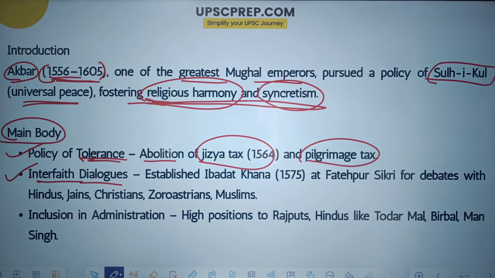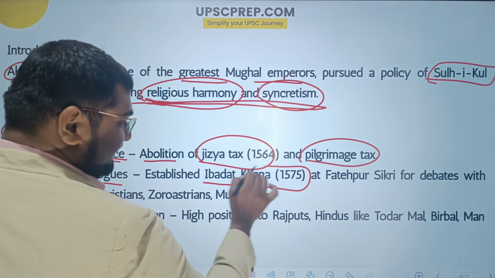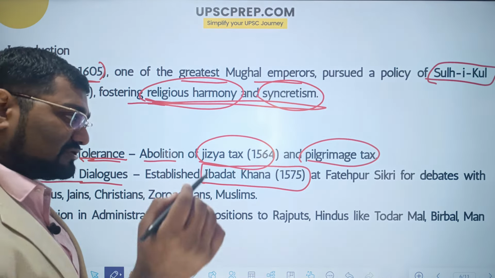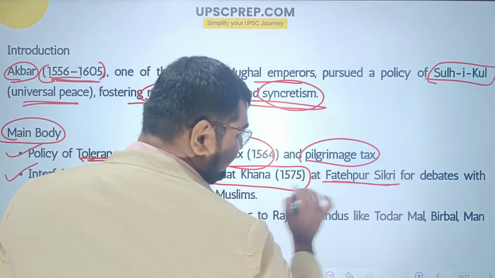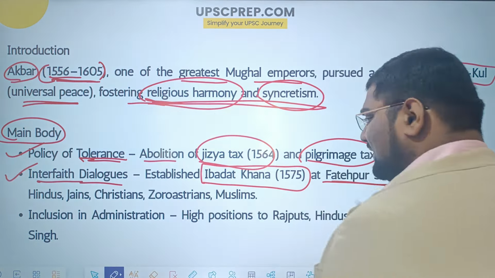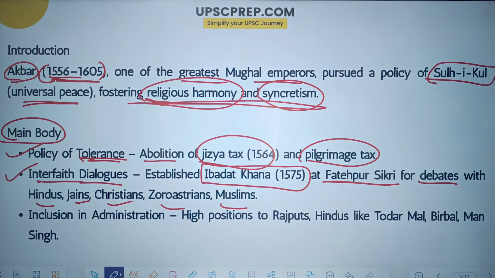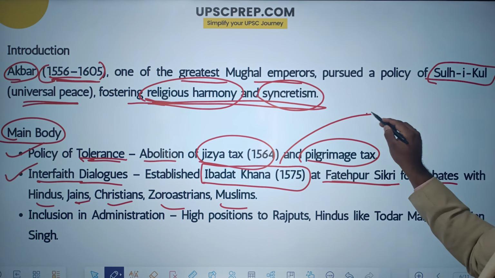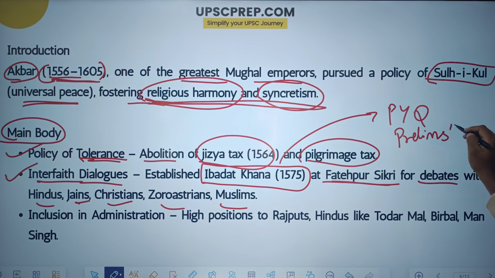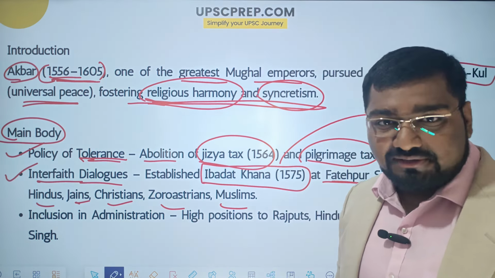Interfaith dialogues. You must definitely mention the institution of Ibadat Khana, which was established at Fatehpur Sikri. Now, what was the purpose of Ibadat Khana? It was for debates with Hindu, Jain, Christian, Zoroastrian, and Muslim scholars. Now, I see there has been a PYQ in prelims from Ibadat Khana as well. So it is expected that you at least know what exactly the concept of Ibadat Khana is. You should definitely mention it, right?